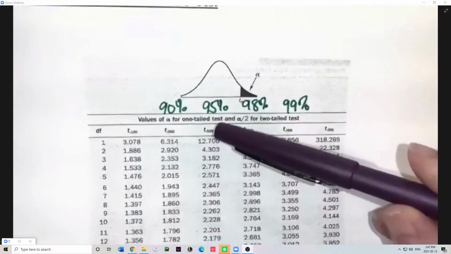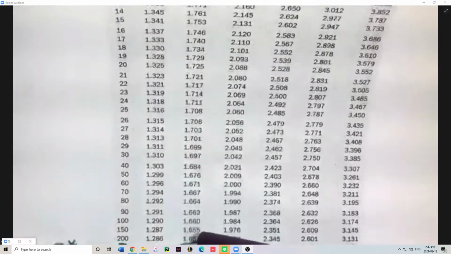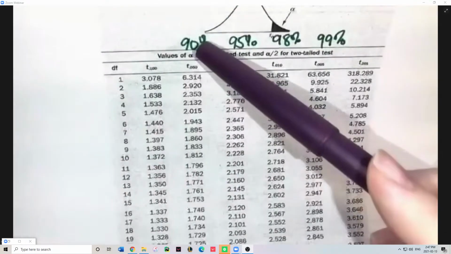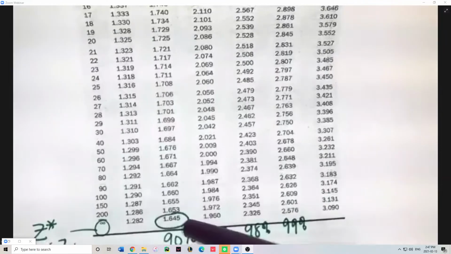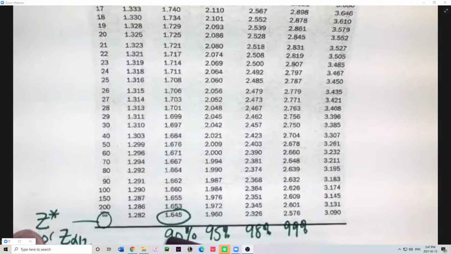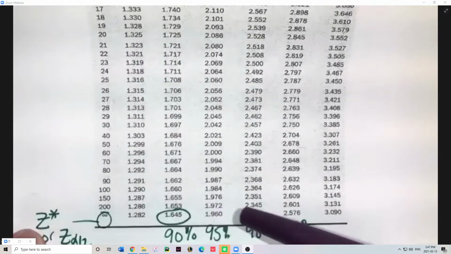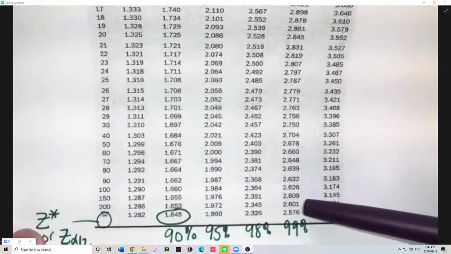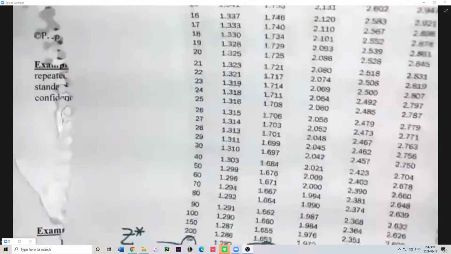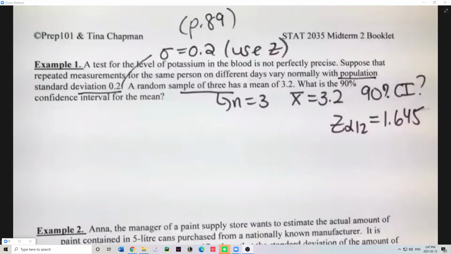95% is T.025 all the way to the bottom. 90% we want, right? So T.05 all the way to the bottom, 1.645, so 90%. 95% would be 1.96, 98% would be 2.326, and 99% would be 2.576. So you can refer to that.